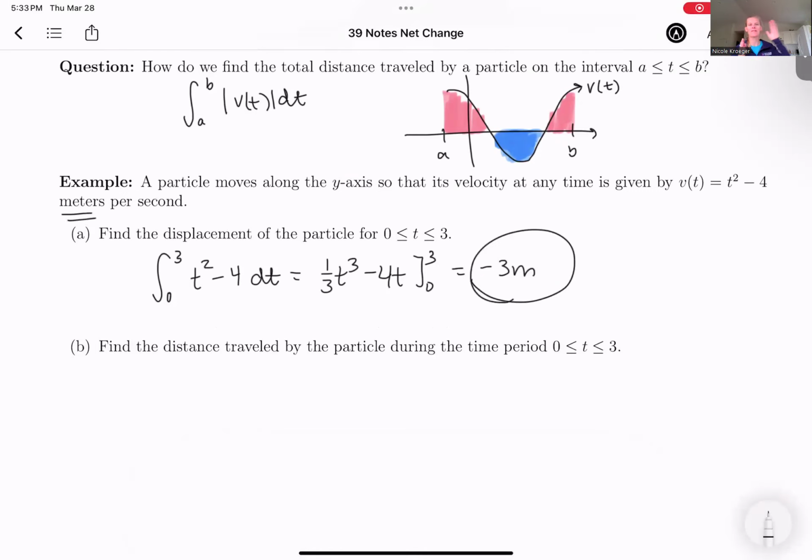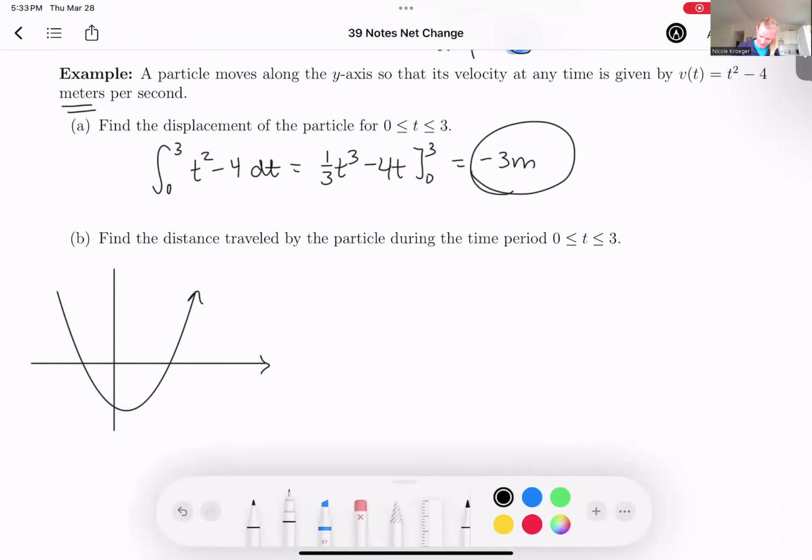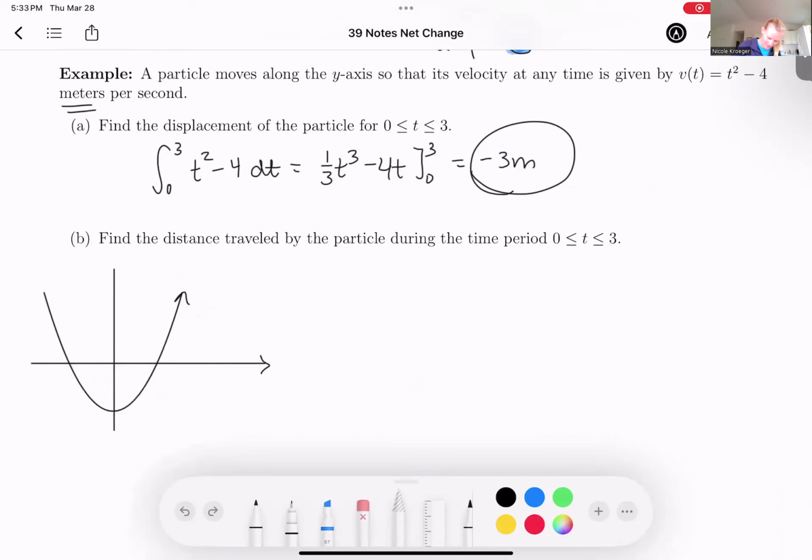Okay. Now, if we think about distance traveled, let's look at the graph of this function. So this function looks like that. The vertex should be on the y-axis. And it's going to cross the x-axis at -2 and 2. So this is our velocity function. So we're going from 0 to 3. So we're looking for this.